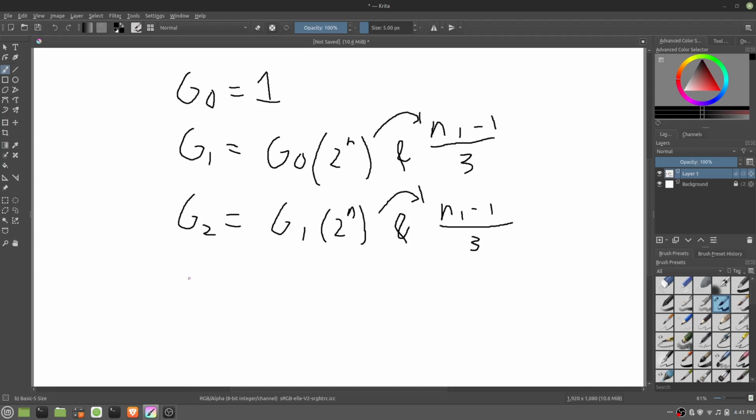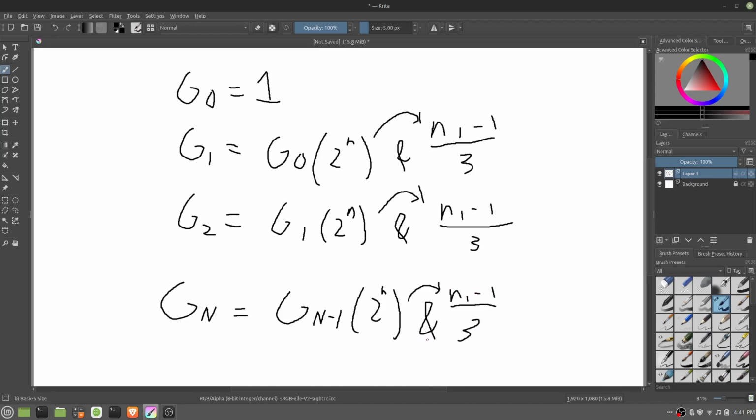Now if I'm going to generalize this, I already used n right here, so let's just call it uppercase N. G_N equals G_(N-1) multiplied by 2 to the n. I don't know how I would do this in formal notation. I don't really know a lot of math notation. I would know that this is kind of a union, but anyway, it doesn't matter.